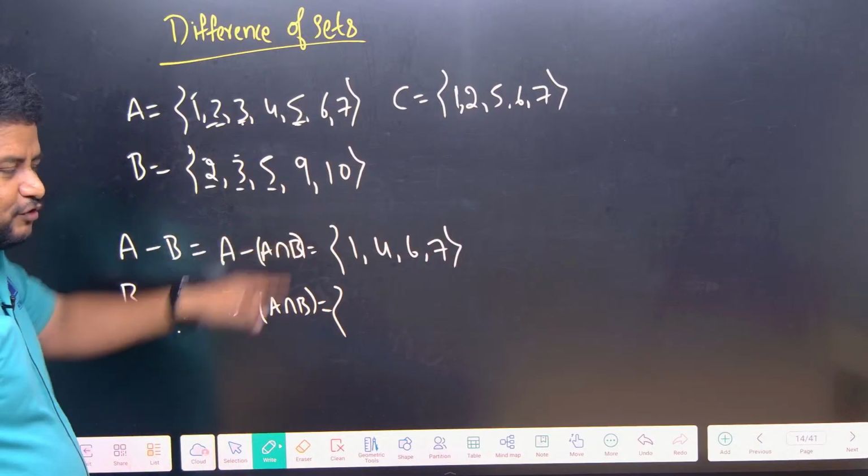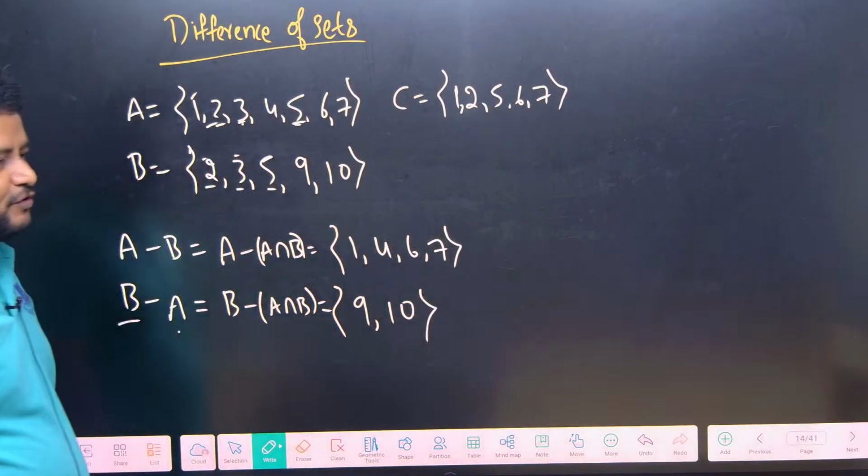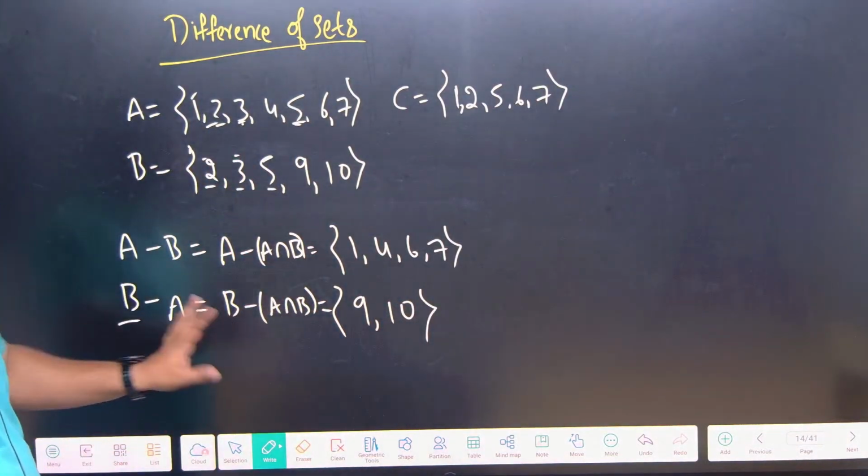What are the things that are left over in B? 9 and 10 are left over. That you will write as the answer. That is the meaning of B minus A.